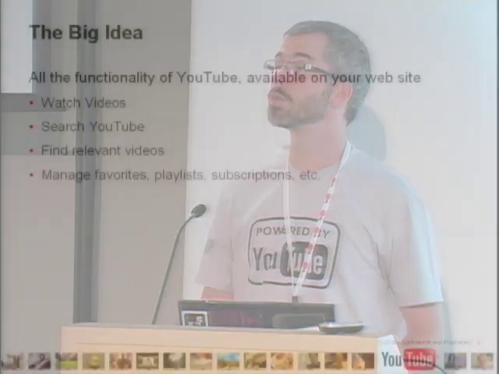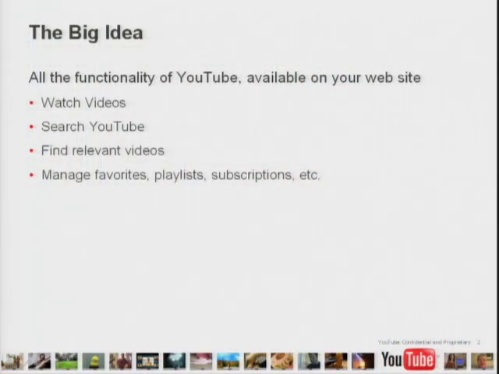But now the APIs allow you to do things like search YouTube for new videos, find more relevant content through related videos, and let users manage their own content, their favorites, their playlists, their subscriptions. And as Hunter mentioned, a key aspect of what we've enabled recently is the ability to let your users upload videos to YouTube through your own website instead of sending them to us.